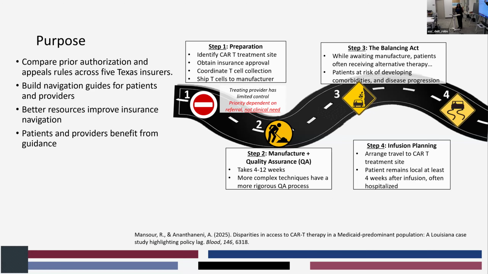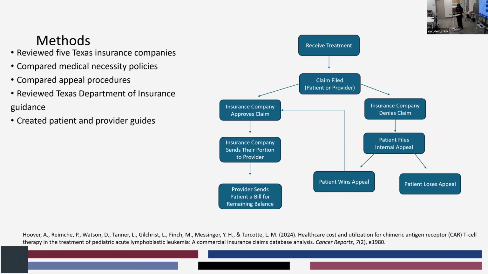And here I'm showing just the CAR-T process. This is before insurance is even involved, but the CAR-T process in itself is time consuming as well. So I compared the medical necessity criteria, appeals procedures, documentation requirements, and response timelines. I was also able to review guidance from the Texas Department of Insurance. I used this information to create an educational guide for patients and providers.